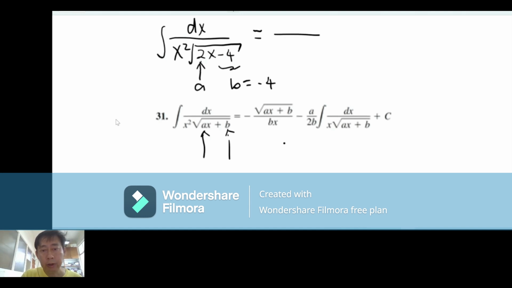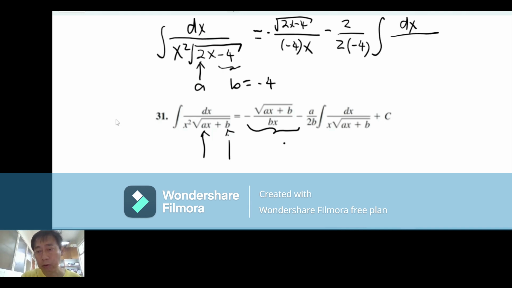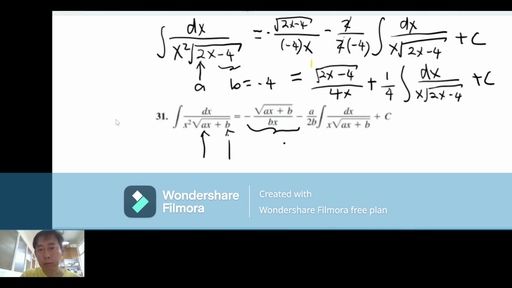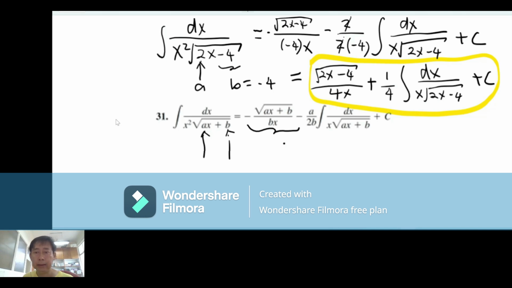So in this case, we would identify a with 2 while b is identified with minus 4. With this, the term minus square root of (ax plus b) over bx is simply written as minus square root of the same argument, 2x minus 4, divided by minus 4 times x, minus 2 over 2, b is minus 4, integral of dx over x square root of 2x minus 4, plus c. So let us simplify this further. We then arrive at the second line of the equation, which is highlighted in yellow.